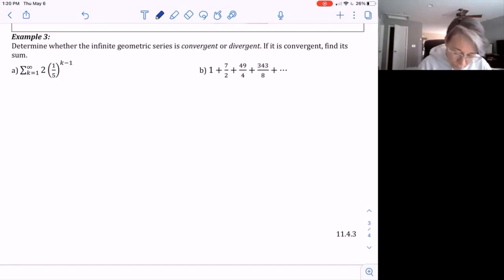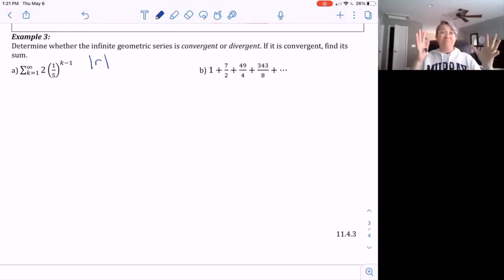So remember, looking at our r value, think of it in terms of an exponential function. If it's a decreasing exponential function, then the numbers are getting smaller and smaller, so you could theoretically add them up and get closer and closer to a number. It's approaching a number. Whereas if it's an increasing exponential, the numbers are just going to keep getting larger and larger, and therefore the sum is going to keep getting larger and larger.